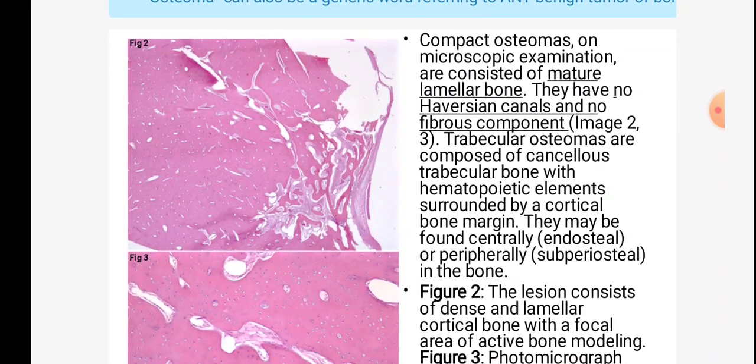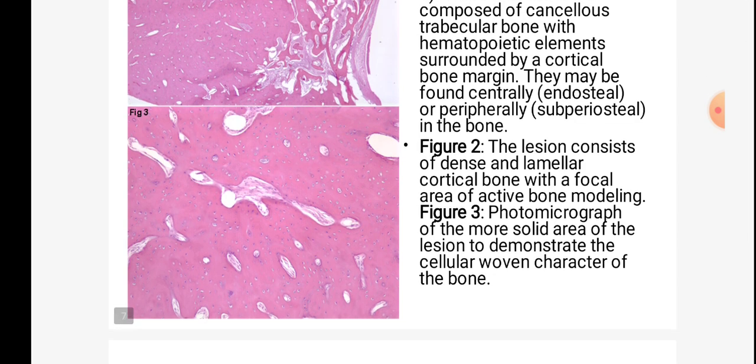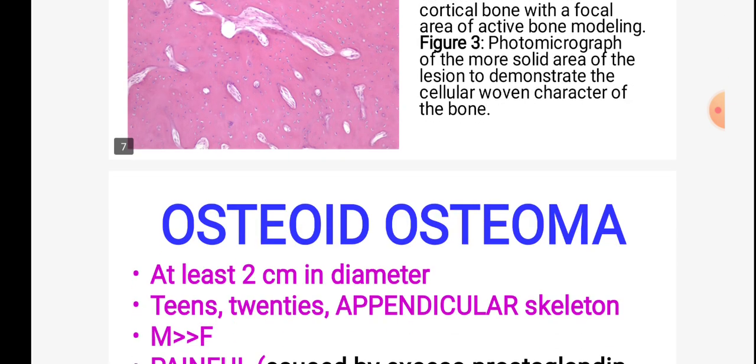Compact osteomas: on microscopy, what you see basically is mature lamellar bone, with no Haversian canals and no fibrous components. Trabecular osteomas are composed of cancellous trabecular bones. Here you see the micro photographs of these cortical bones.